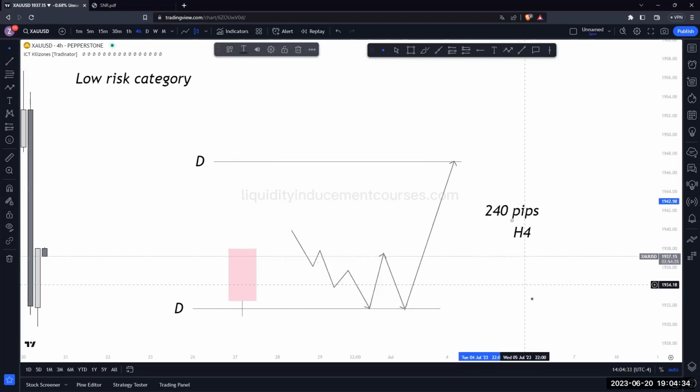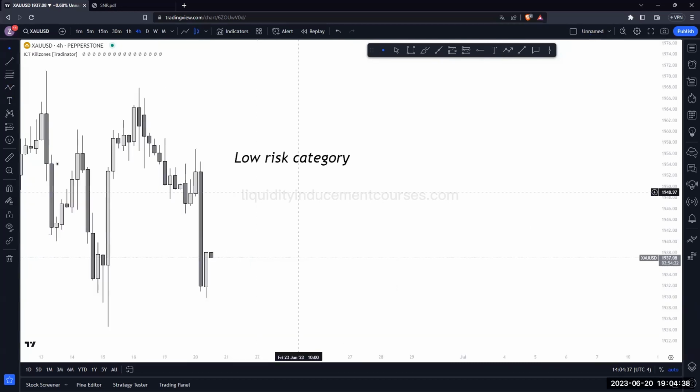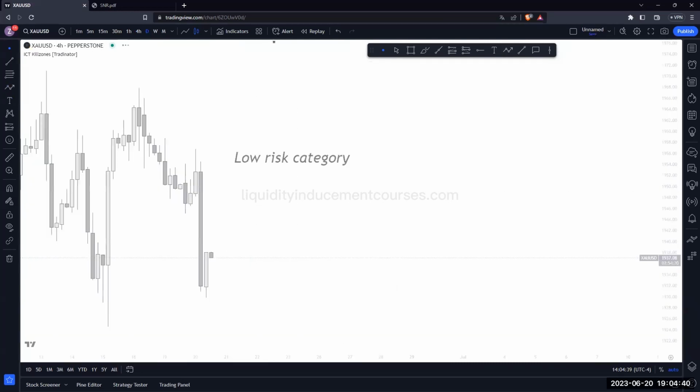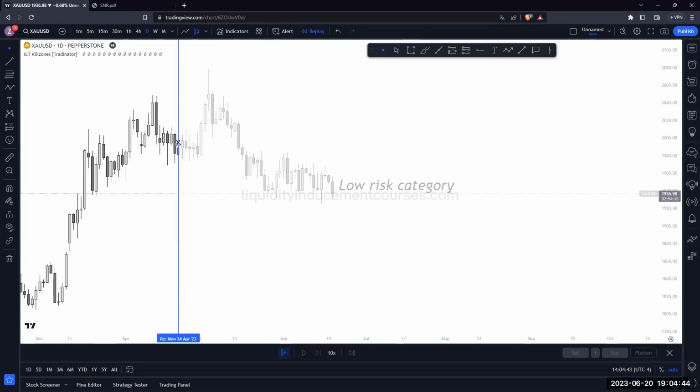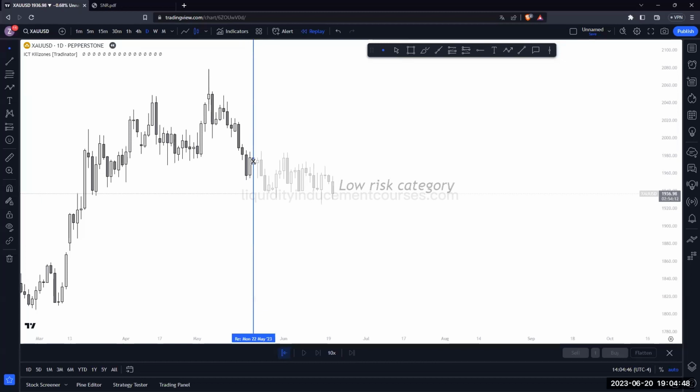240 pips TP. That's basically the low risk entry. Let me show you an example. How big is stop loss? Stop loss is 30 pips.